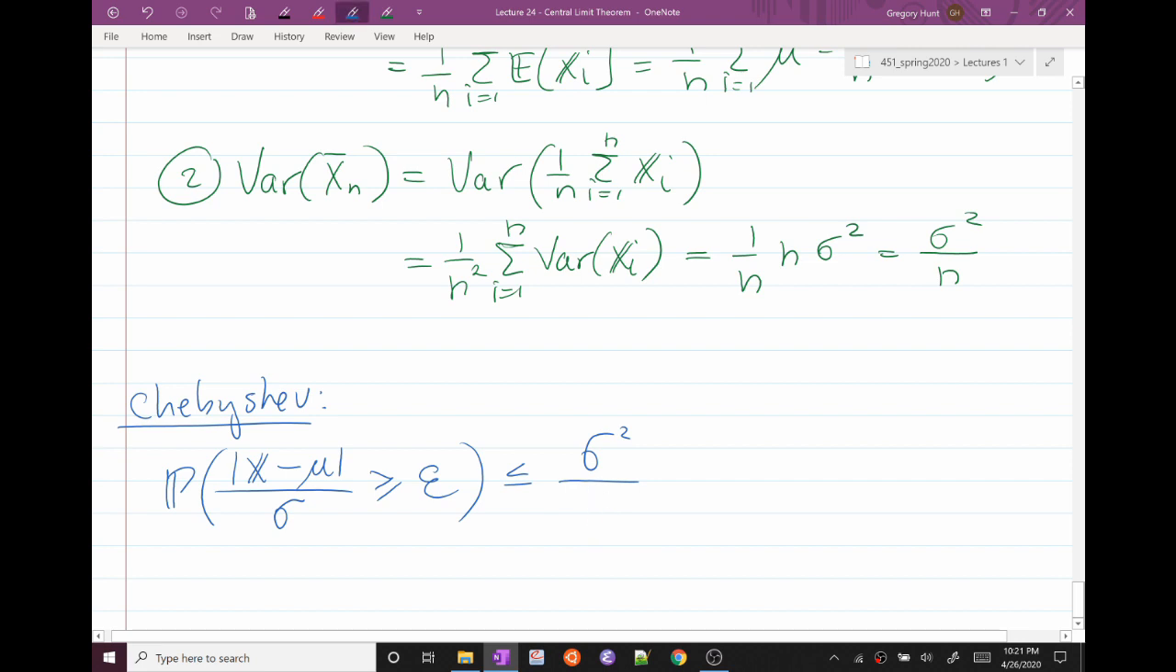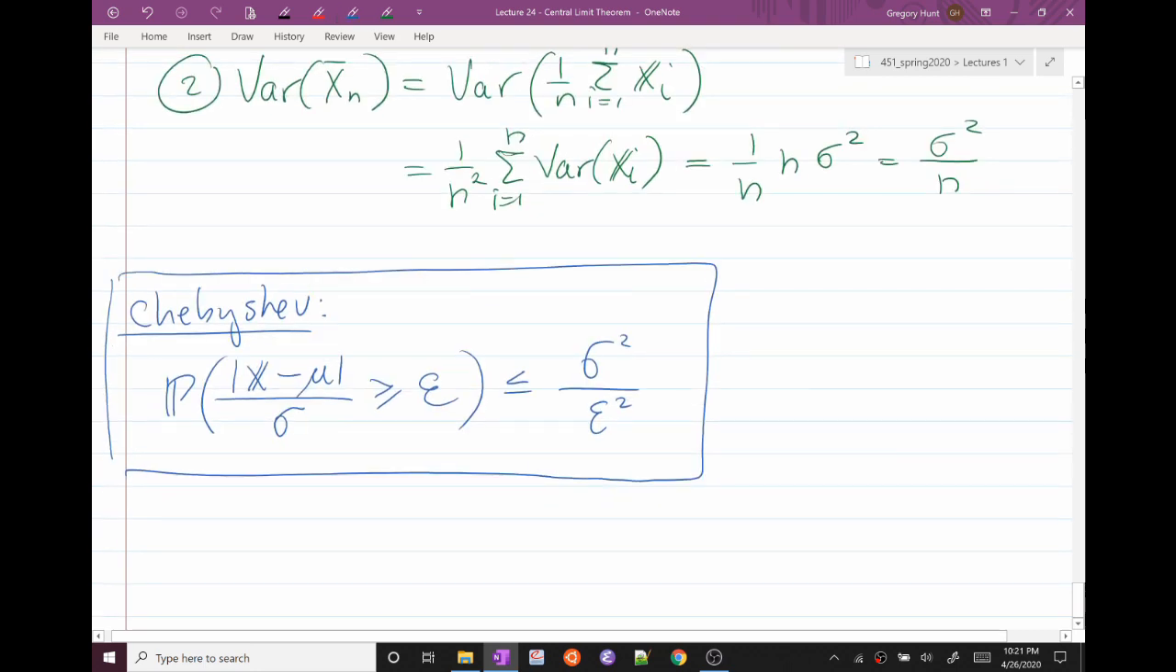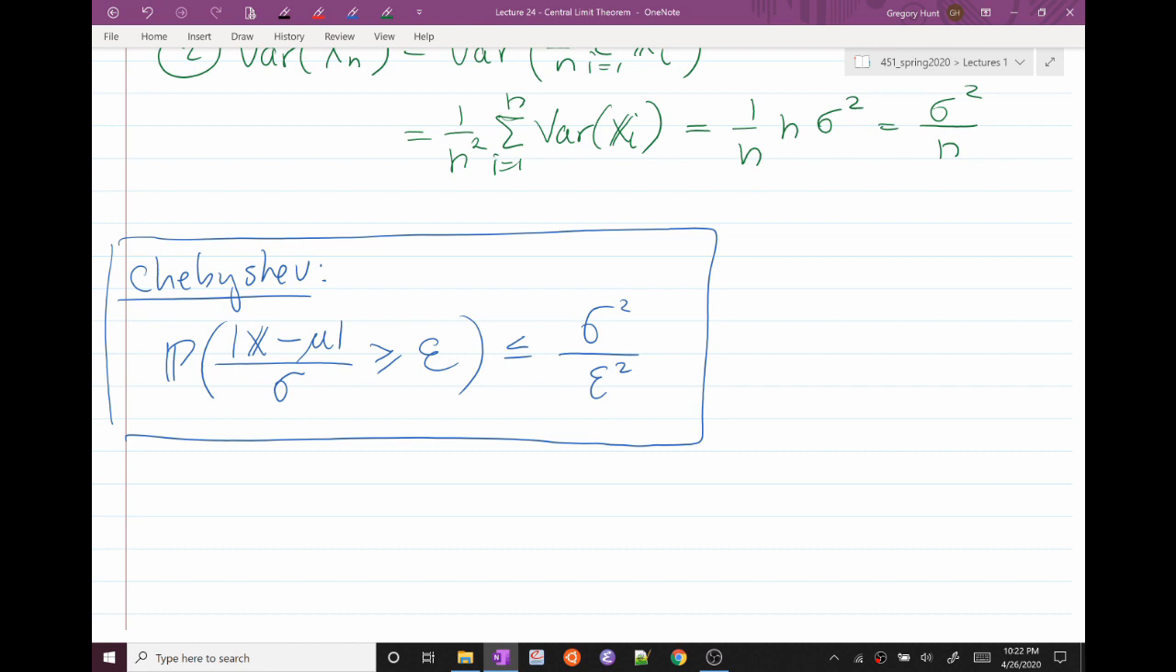No, sigma squared over epsilon squared, right? There we go. That's the right form. Okay, so if you look back in the notes about Chebyshev, we said that the probability that |x minus mu| over sigma is greater than epsilon, we could write as saying that is bounded above by sigma squared over epsilon. So now we're going to apply this to x bar.